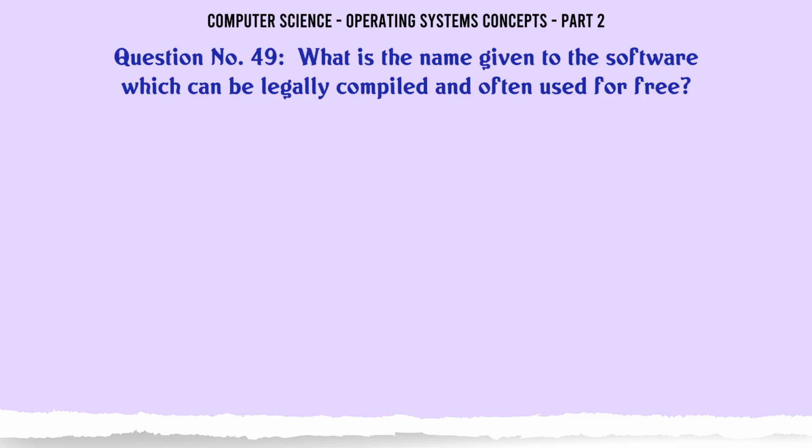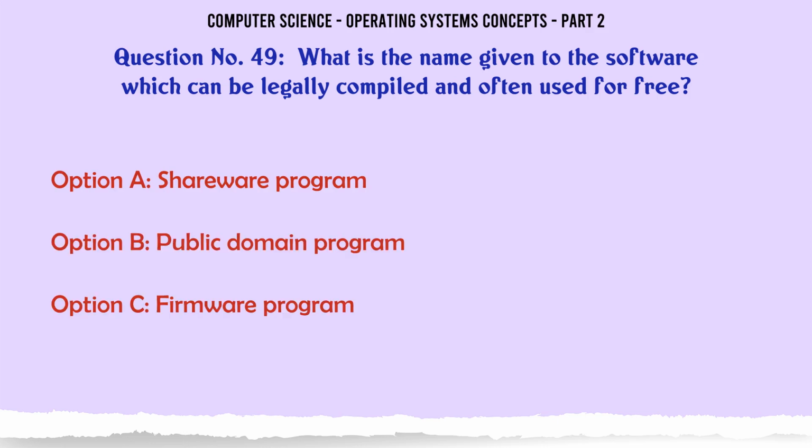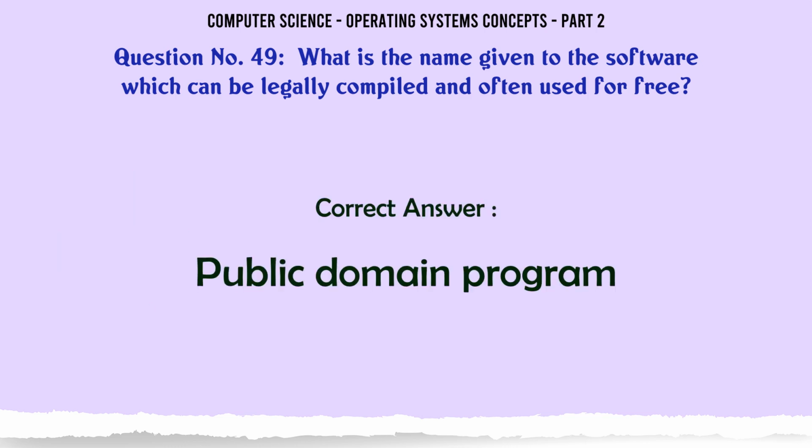What is the name given to the software which can be legally copied and often used for free? A. Shareware program. B. Public domain program. C. Firmware program. D. Mindware. The correct answer is public domain program.